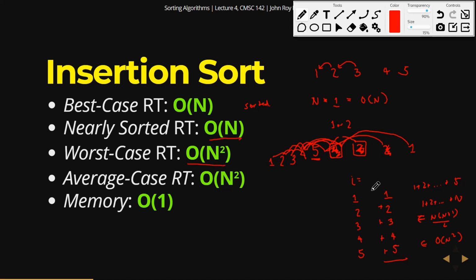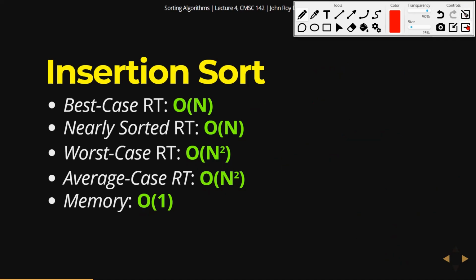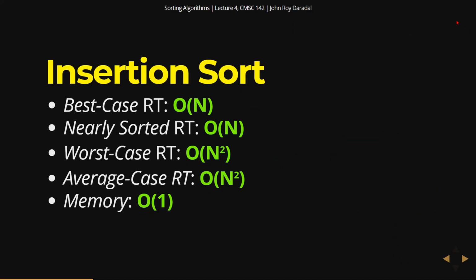And the same is true for average case, because even if you don't traverse the whole thing, even if it's just half, it's still around n squared. Okay, now for the memory, it's still O of 1, because this is an in-place sorting algorithm. You're not using extra memory. Okay, so that is insertion sort.